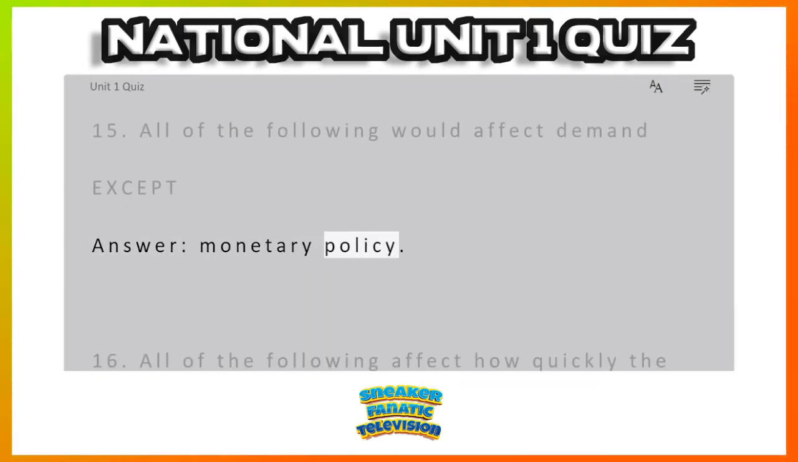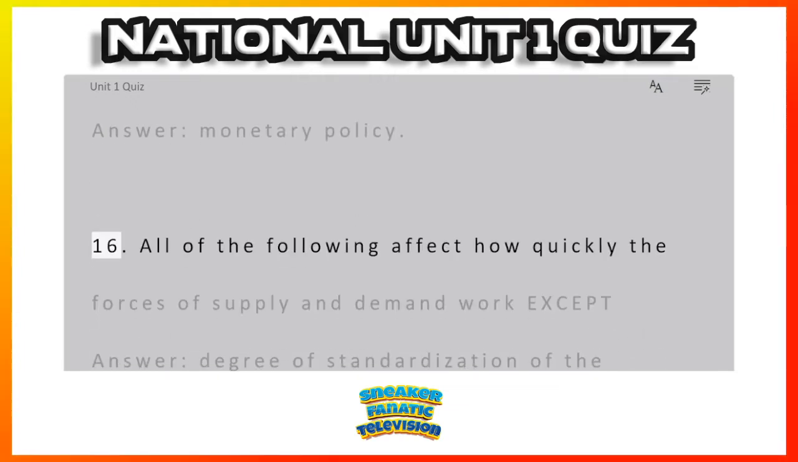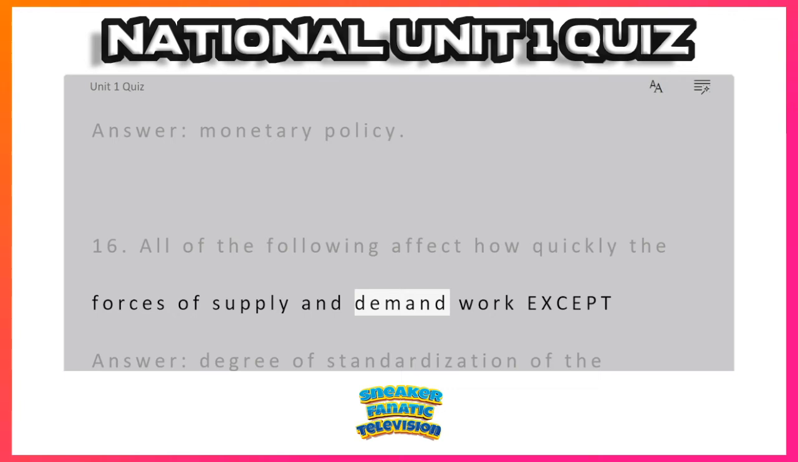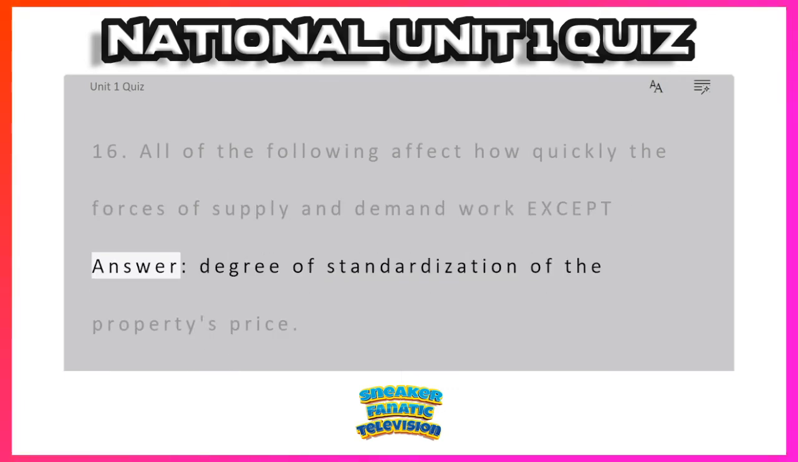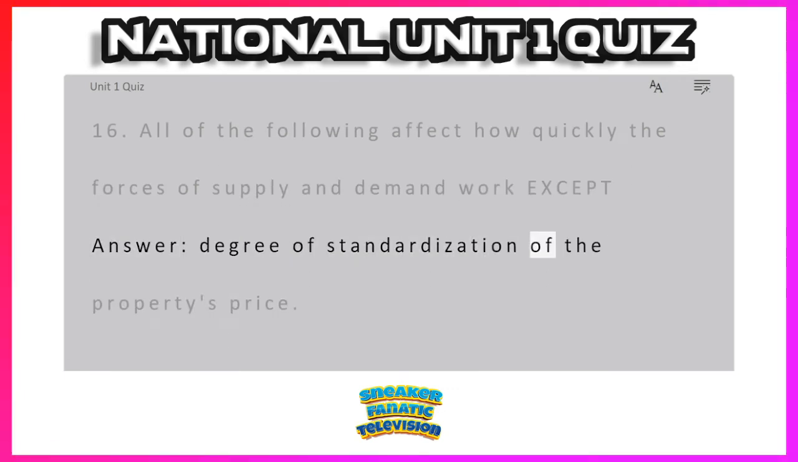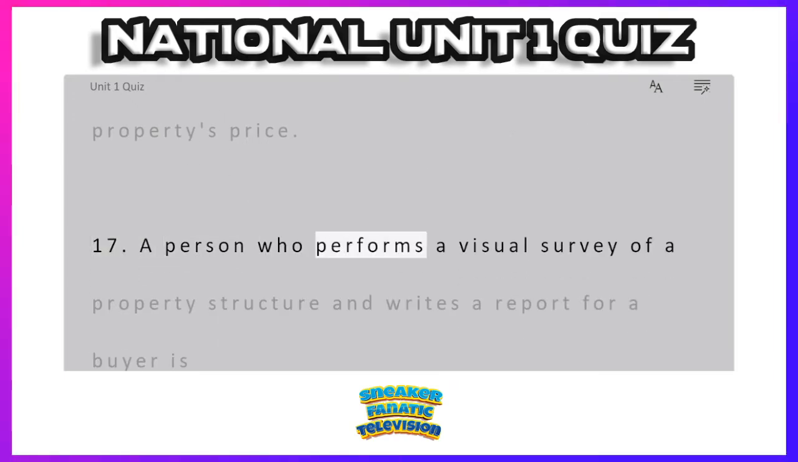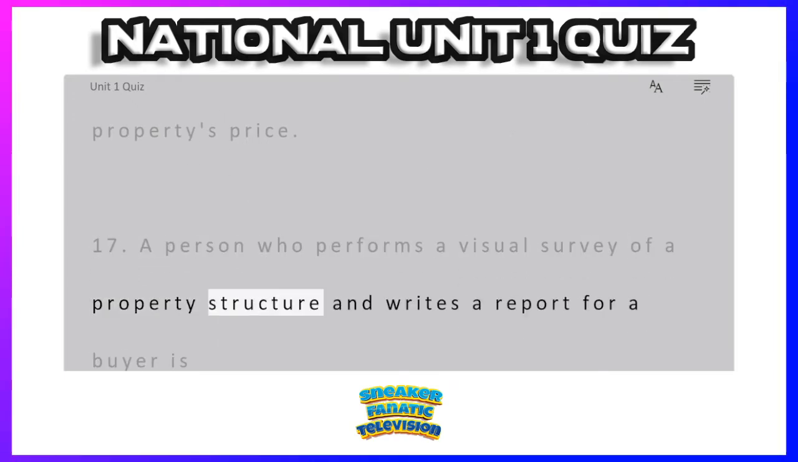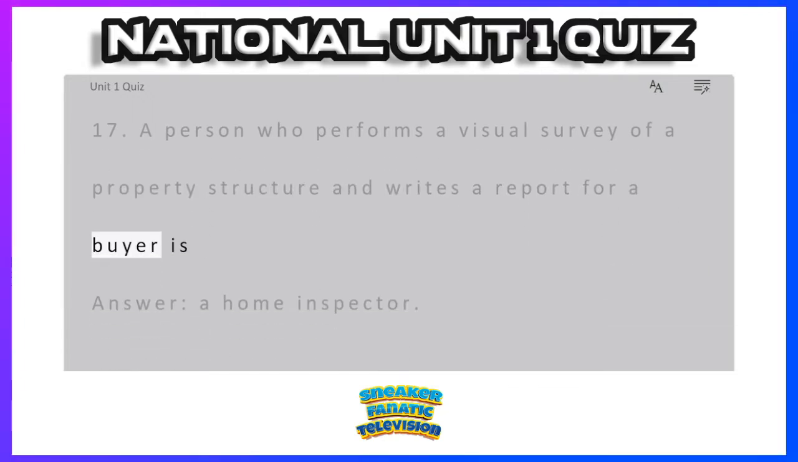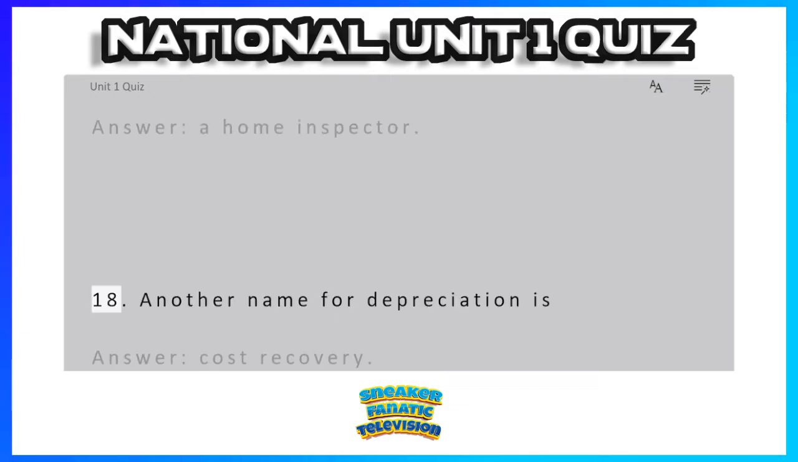15. All of the following would affect demand except. Answer. Monetary policy. 16. All of the following affect how quickly the forces of supply and demand work except. Answer. Degree of standardization of the property's price. 17. A person who performs a visual survey of a property structure and writes a report for a buyer is. Answer. A home inspector.